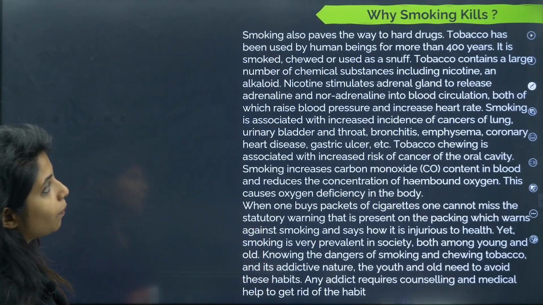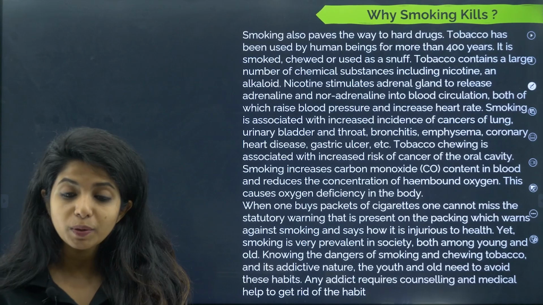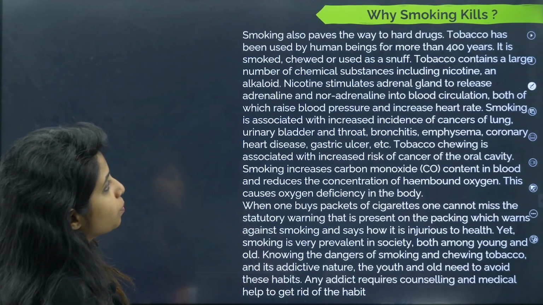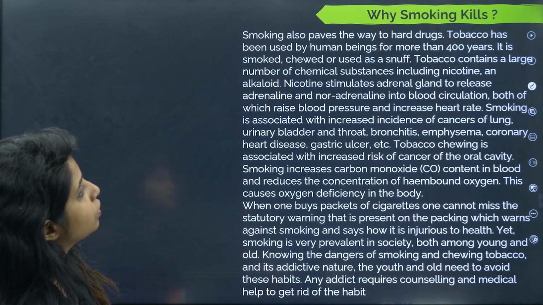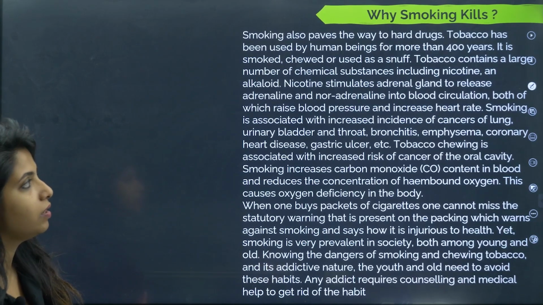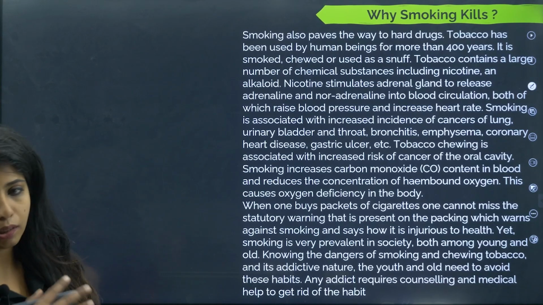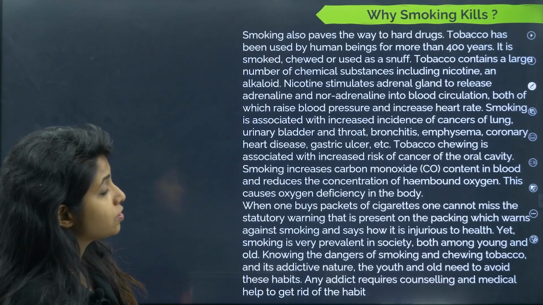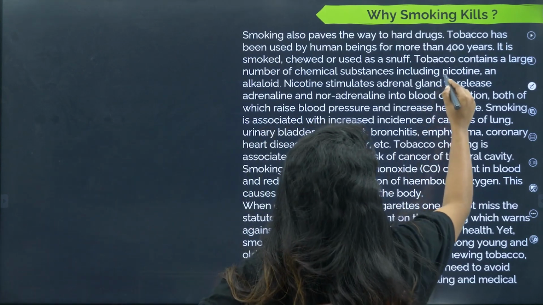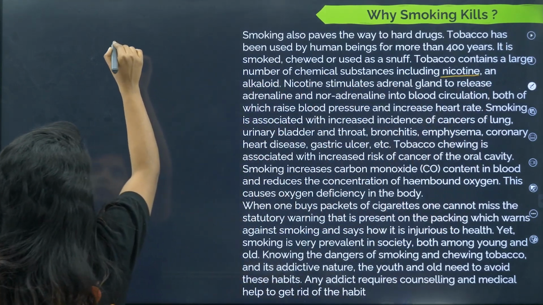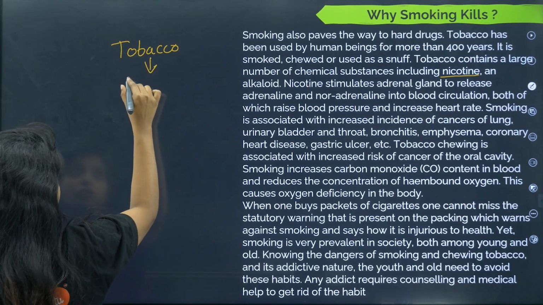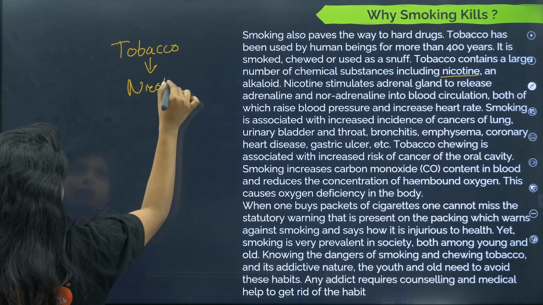Now talking about smoking. Why does smoking kill? People say smoking kills, but do you not know why it kills? Let's see. Smoking also paves the way to hard drugs. Tobacco has been used by human beings for more than 400 years. It is smoked, chewed and used as snuff, as in to smell it, okay? Tobacco contains a large number of chemical substances, including what, children? Nicotine. So here comes our villain. In tobacco, we have something known as nicotine.